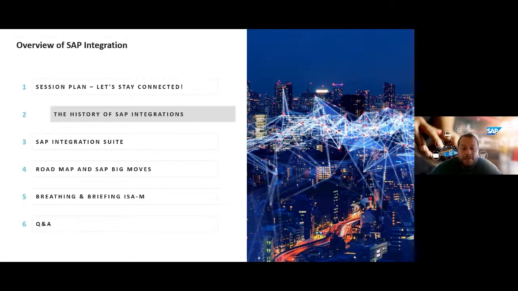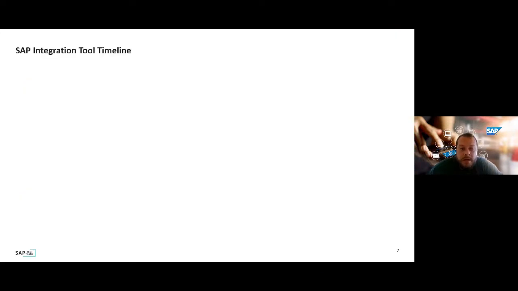To start, my idea is to introduce a little bit of the history of the SAP integration, mainly to understand where we are and where we are coming from. So in terms of timeline, everything started around 2003 when SAP delivered the SAP XI, Exchange Infrastructure 2.0.